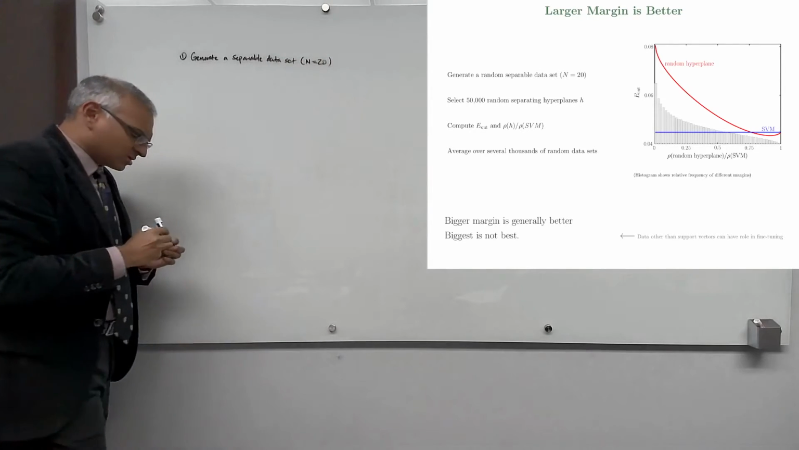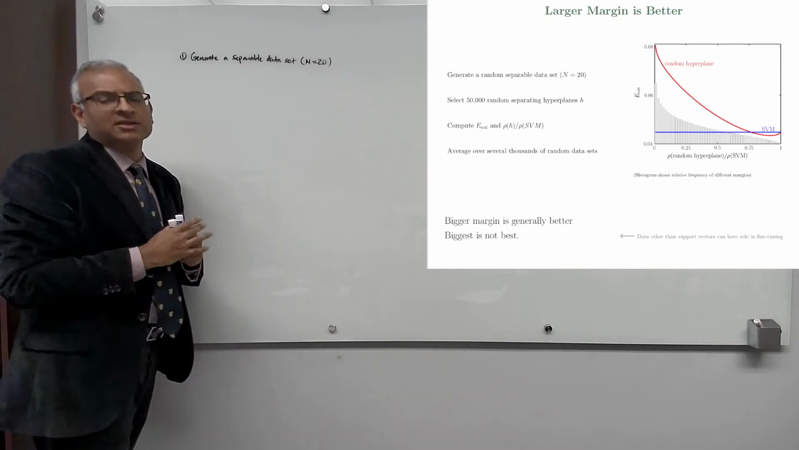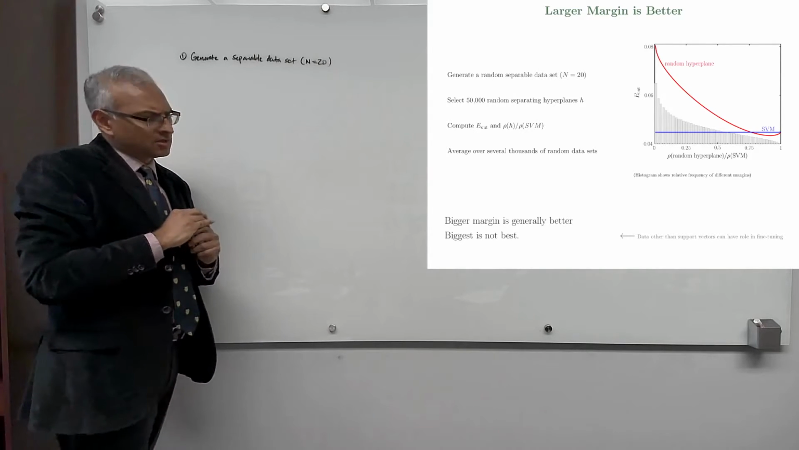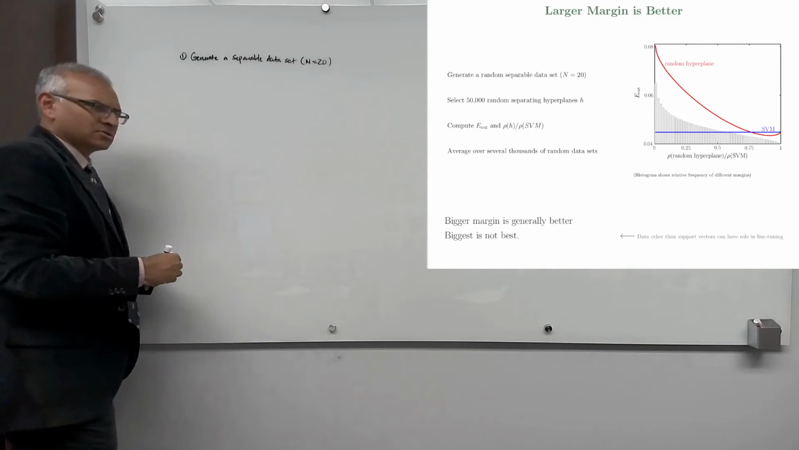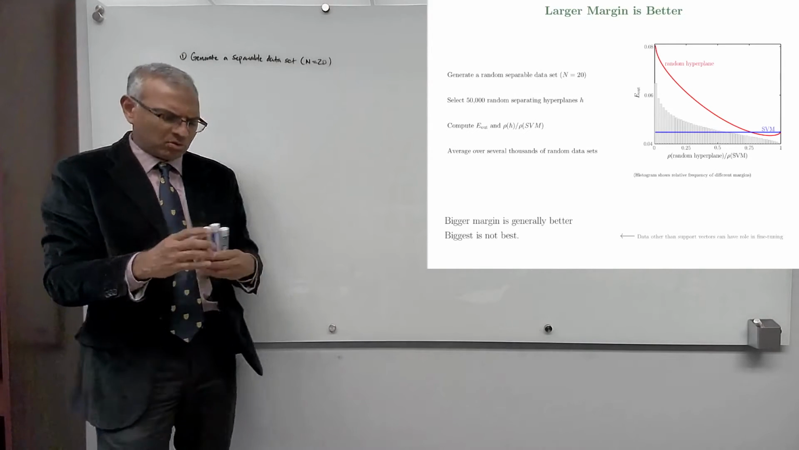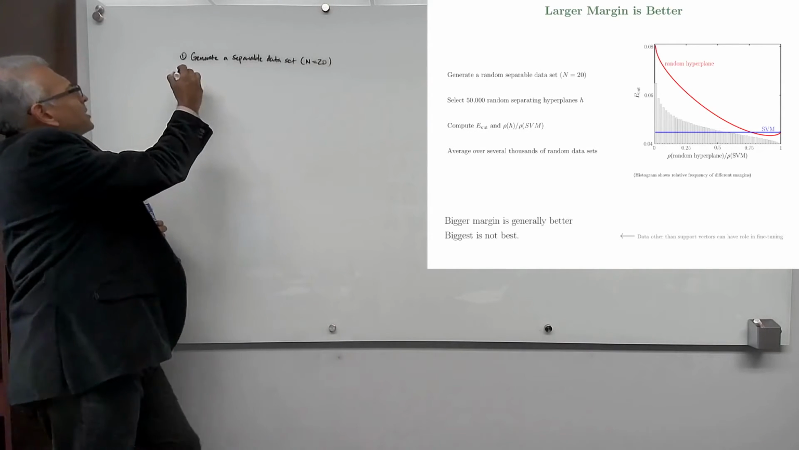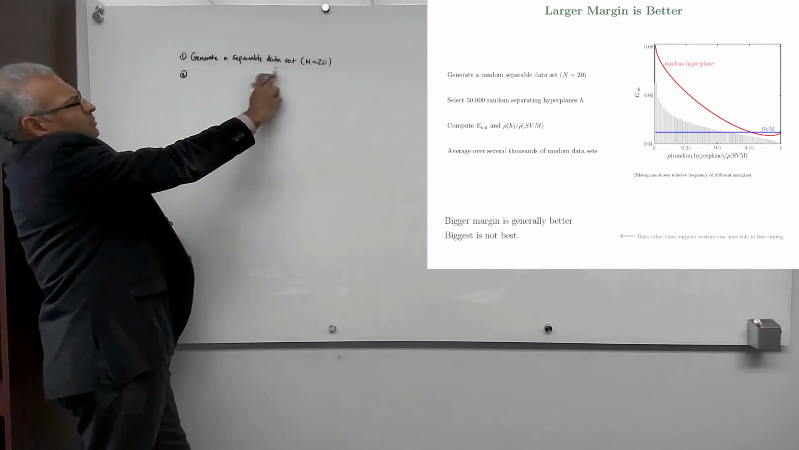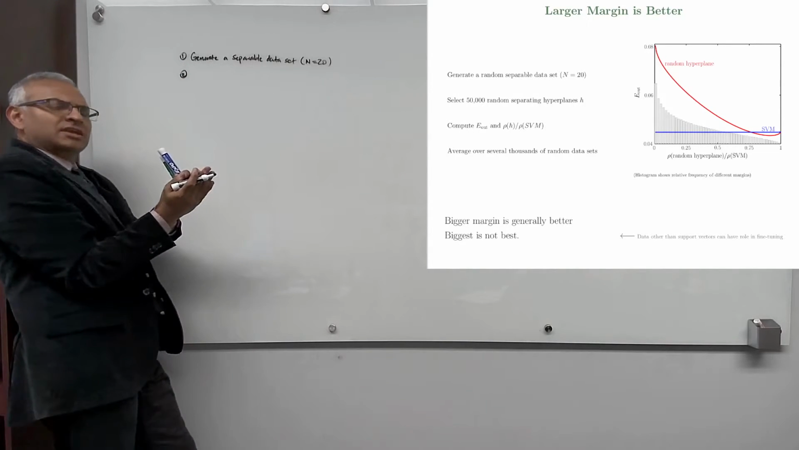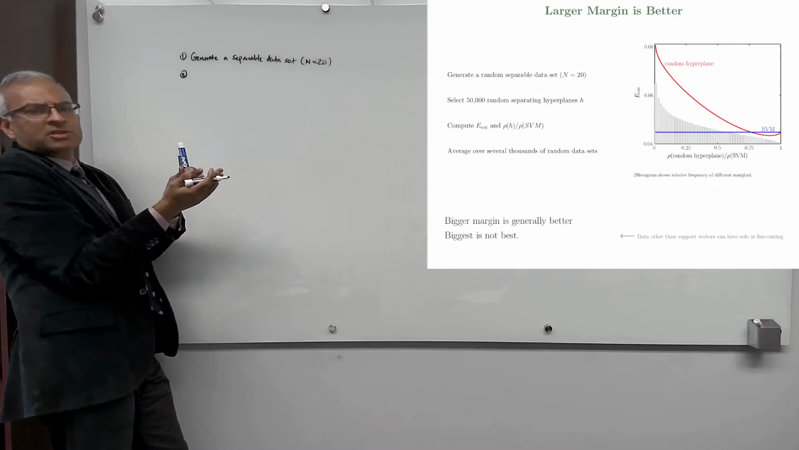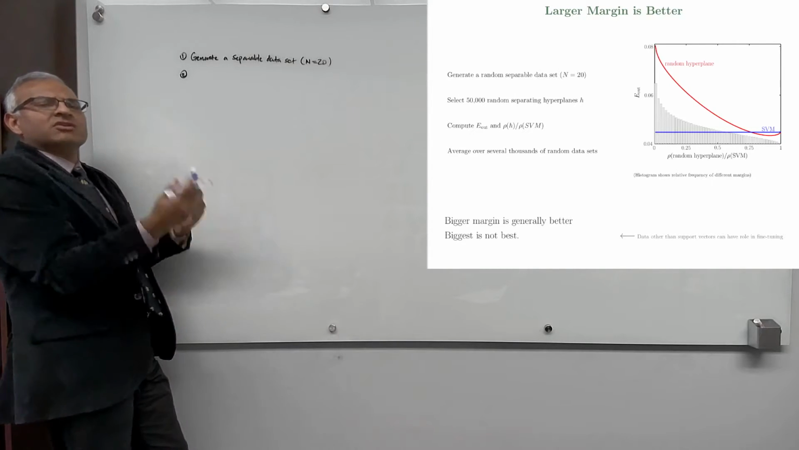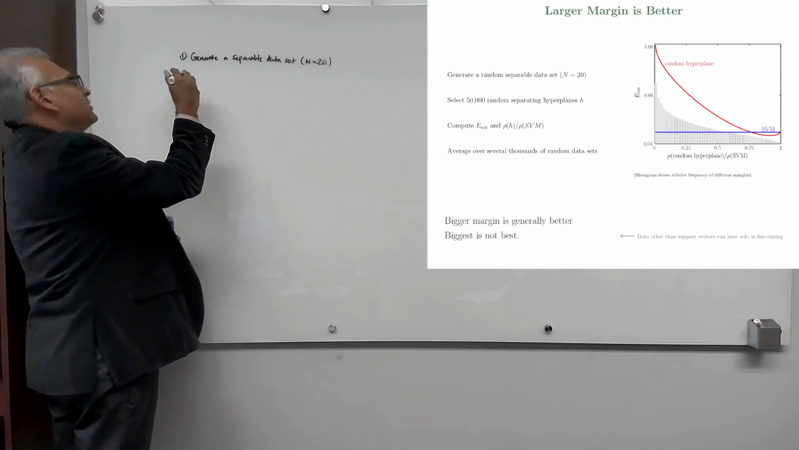Now, this is not a proof that fat hyperplanes are better than thin hyperplanes. This is just some experimental evidence. So most of the details are not that important, so follow the gist. The second step is, now that we've generated a separable data set, so that there'll be many possible separating hyperplanes, randomly generate 50,000. That's the experiment that we ran.